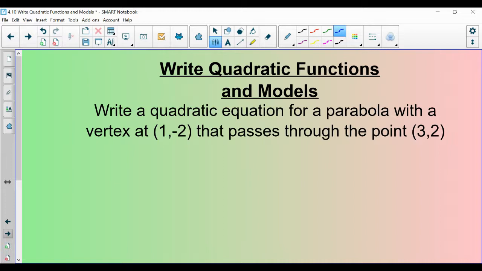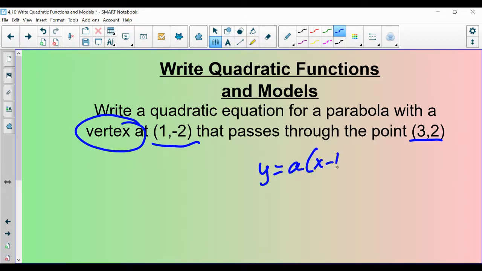So this question is asking for you to write a quadratic equation for a parabola with a vertex at (1, -2) that also passes through the point (3, 2). Because I give you the vertex in this question, that's an indicator that you are going to write this equation in vertex form. Vertex form, of course, is y = a(x - h)² + k. And you should have this written in your notes in section 4.2.